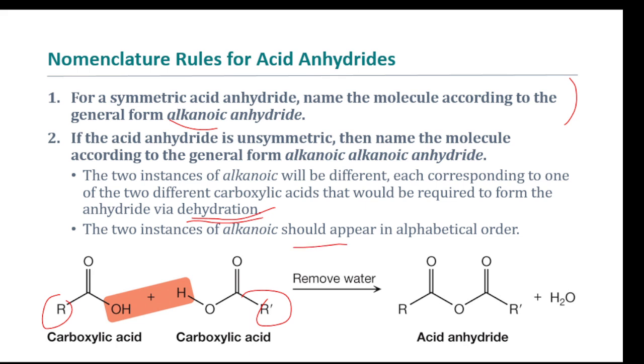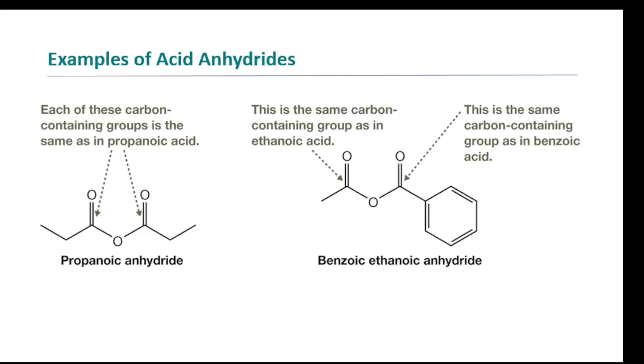So the 2 instances of alkanoic should appear in alphabetic order, just as if you were doing prefixes. You can kind of look at these as if you're doing prefixes for the anhydride. That's a nice way that mostly points you in the right direction, to remember this. So each of these carbon-containing compounds here is going to be propanoic acid. If they were the acids, they'd be the propanoic acid. 3 carbon. And so this is going to be propanoic anhydride. Everybody good with that so far?